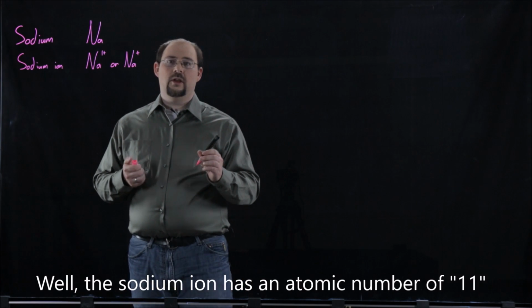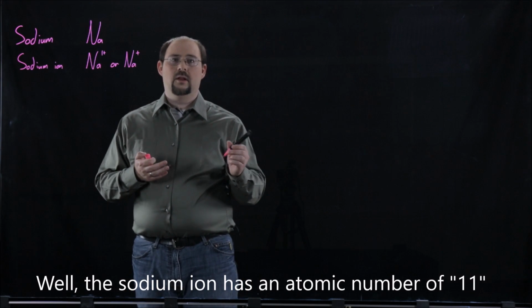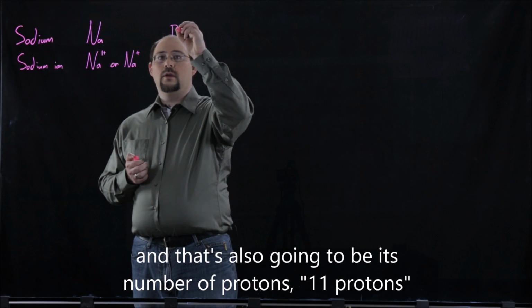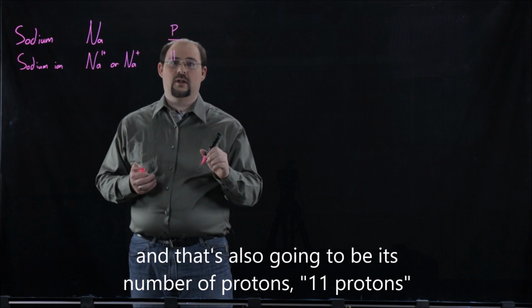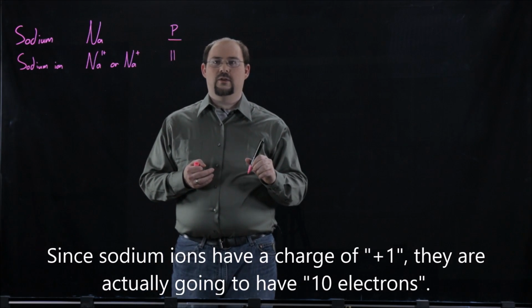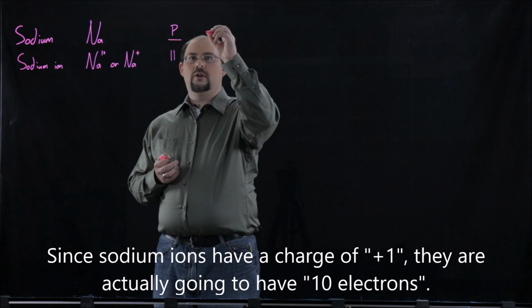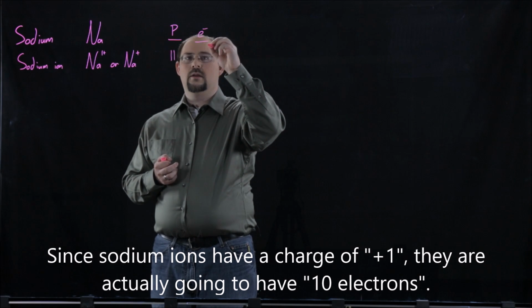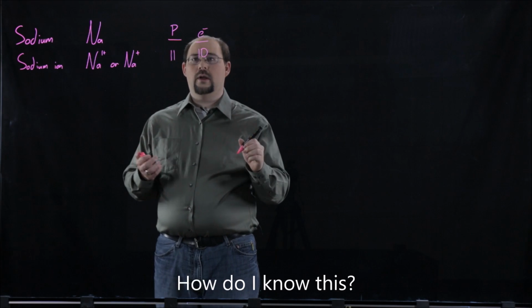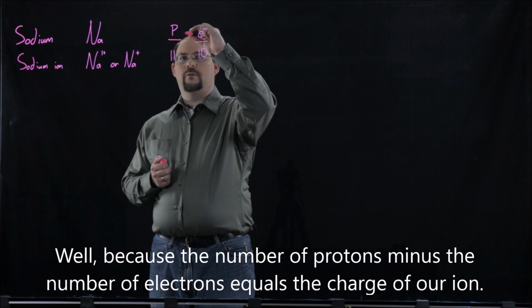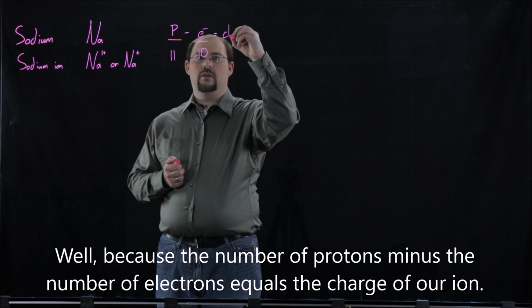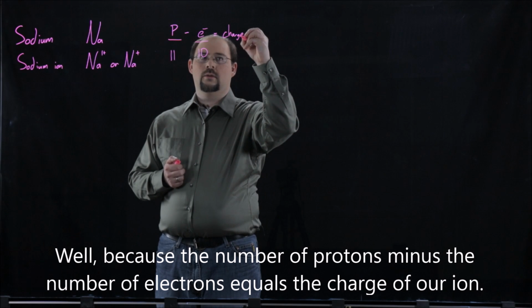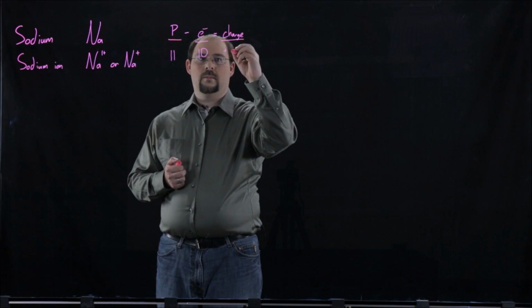Well, the sodium ion has an atomic number of 11, and that's also going to be its number of protons, 11 protons. Since sodium ions have a charge of +1, they're actually going to have 10 electrons. How do I know this? Well, because the number of protons minus the number of electrons equals the charge of our ion.